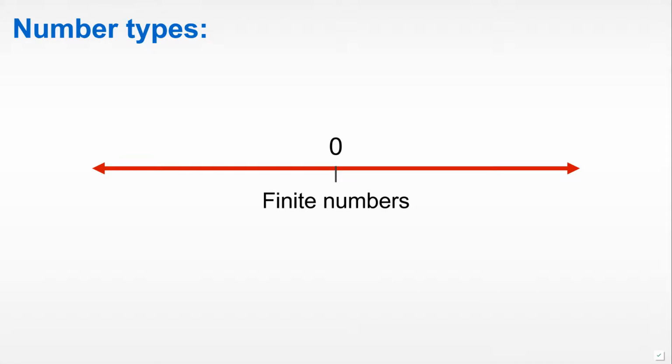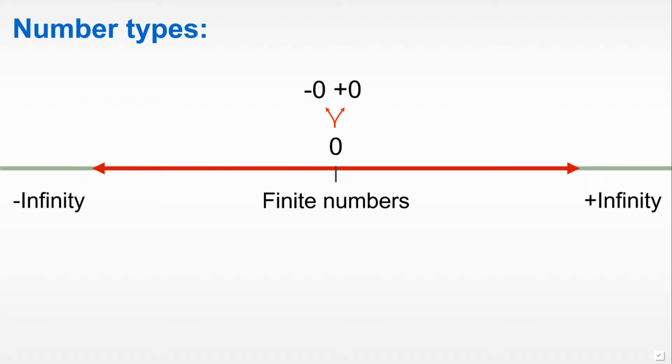We can summarize numbers in JavaScript in the following way. We can talk about finite numbers, which are typically the numbers you think of when you think of numbers. Right in the middle of them, you would have 0. Now a caveat here is that you can have both a positive 0 and a negative 0. This is something that the standard that JavaScript uses allows. Outside of this range, we would have positive infinity and negative infinity.